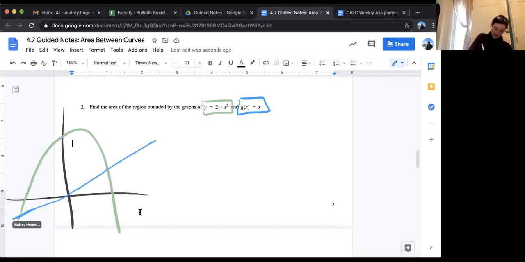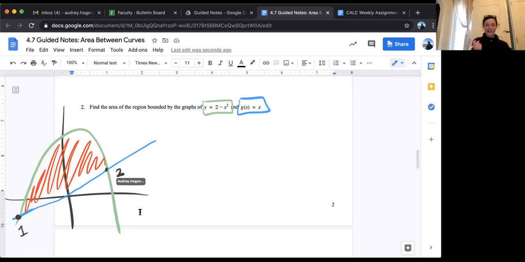Okay, and now I can see that I wasn't given bounds, but that these two functions are kind of self-bounded, right? I have this red area right here that is my region, but again, in order to find the area of that region, I need bounds. So I need to know what point is this, 1, and what point is this, 2. And actually, even though I'm not given that information, I can find that information by setting my two functions equal to each other. So I'm going to have x is equal to 2 minus x squared.